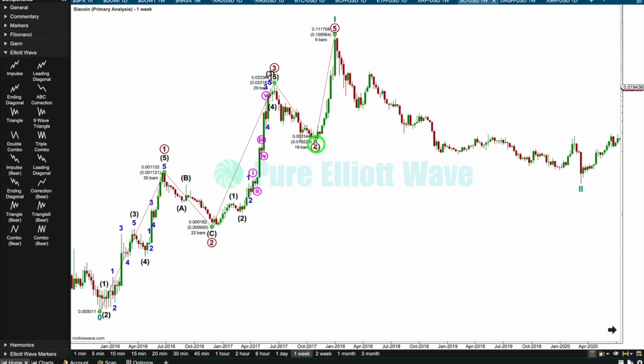Oh, these sides are exactly the same point. I was wondering what structure this is. Oh, I see. I see. Yep, okay.